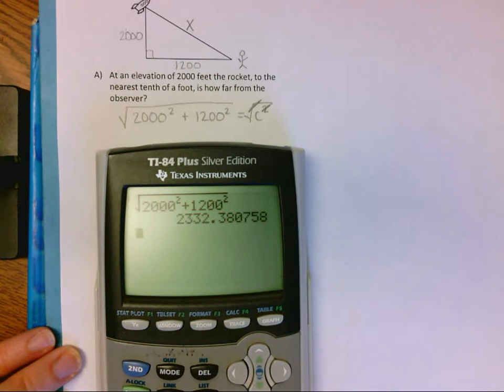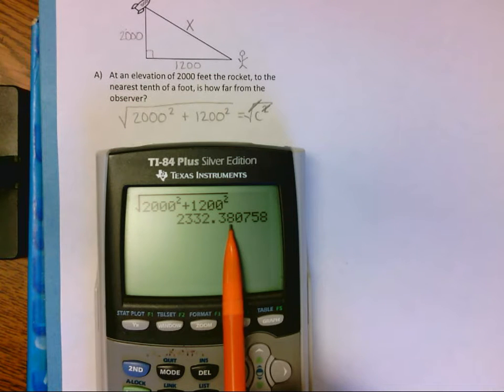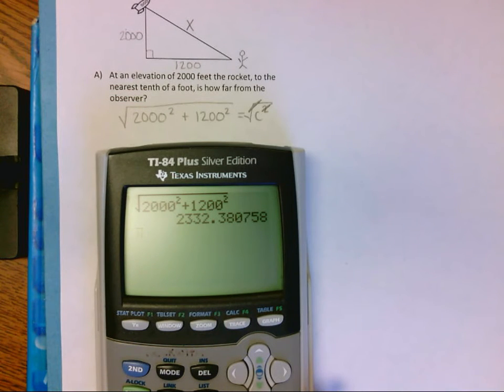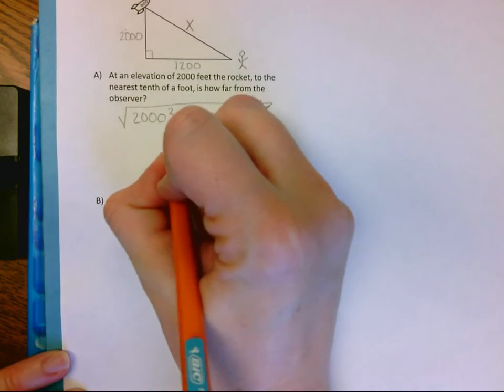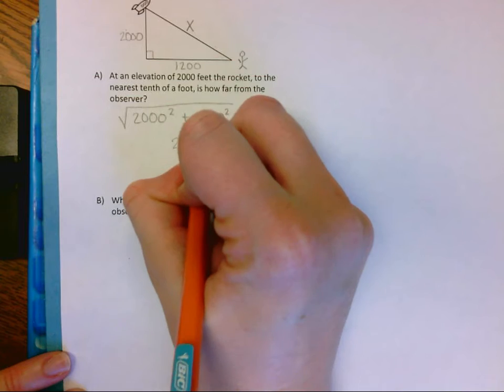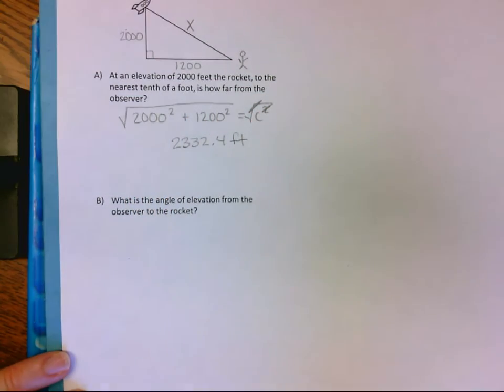Round this to the nearest tenth. So our tenths place, with one decimal behind, is an 8, so that is 5 or more. We'll round up. 2,332.4. And our units are in feet.